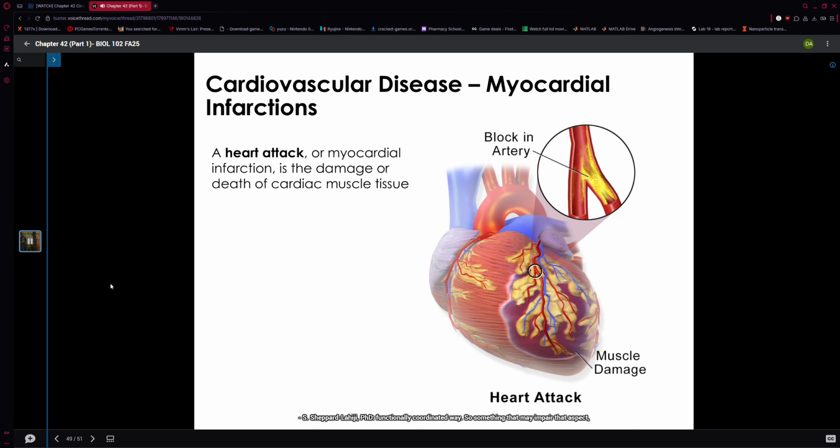So something that may impair that aspect, such as discussed within the cardiac cycle, that would be harmful. But if it's something in which a small area of the heart is damaged, but we're still able to go through that coordinated mechanism, then recovery is feasible.